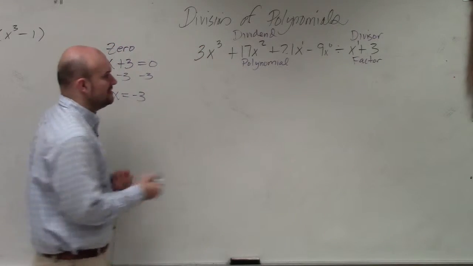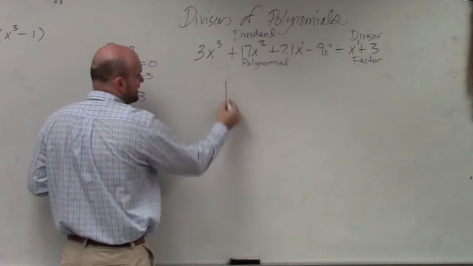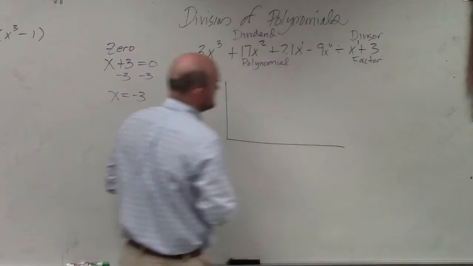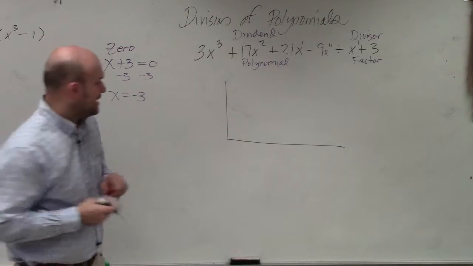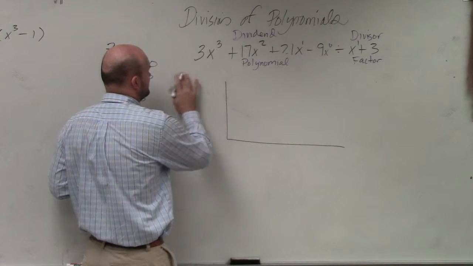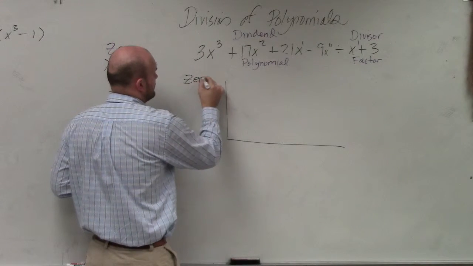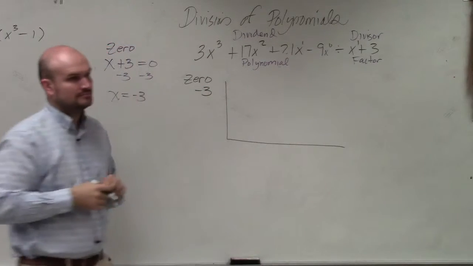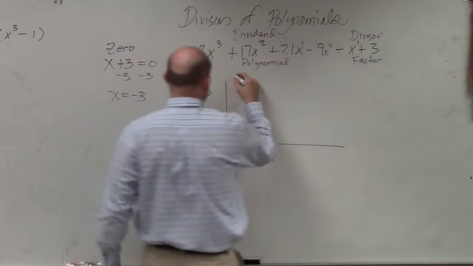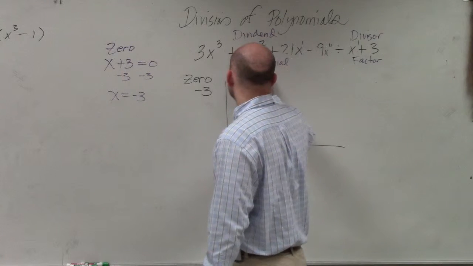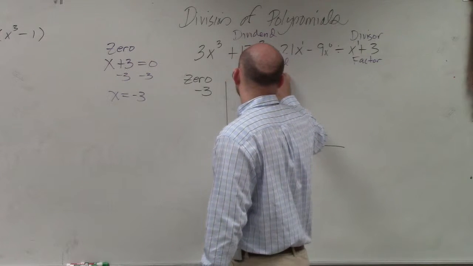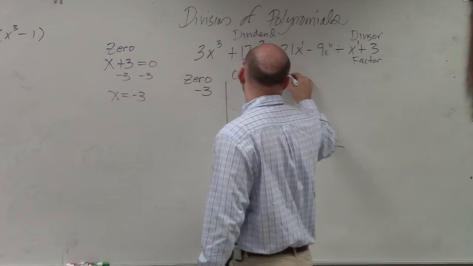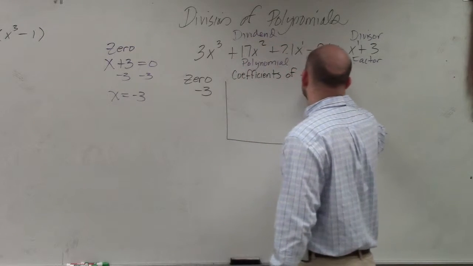Now, synthetic division, what you're going to do is kind of do half of a box. And you're going to place your zero on the outside, which is -3. Then all you're going to do is take in the coefficients of your polynomial.